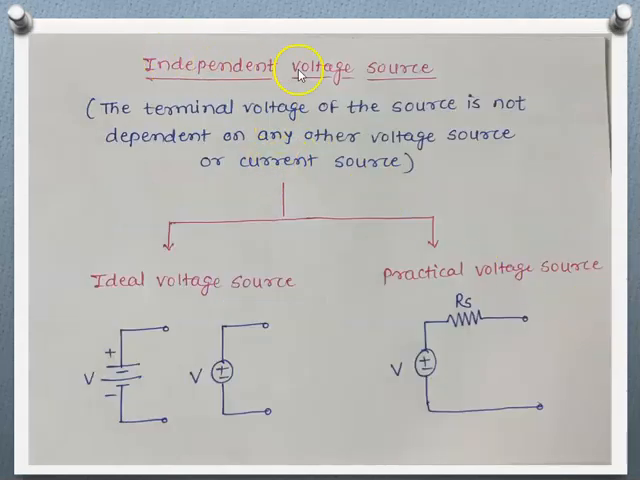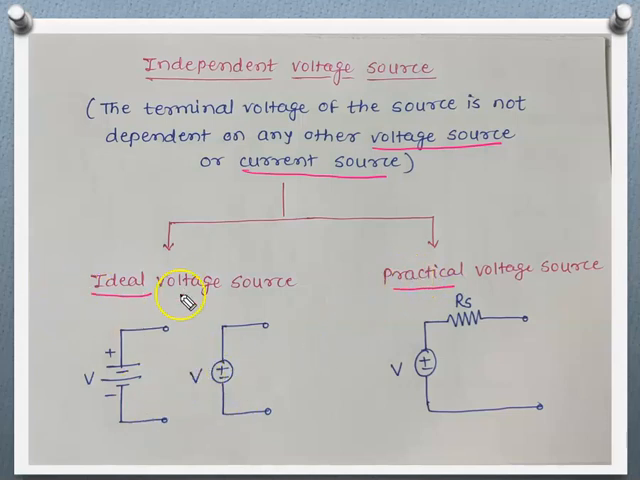Here, the independent voltage source. In the case of an independent voltage source, the terminal voltage of the source is not dependent on any other voltage source or current source in the circuit. That means the value is independent of the other voltage sources or current sources. Then it is called an independent voltage source. This independent voltage source is classified into two types. One is the ideal voltage source and another one is the practical voltage source.